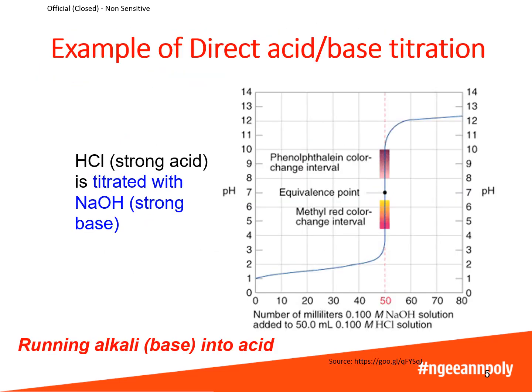This graph shows the change in pH when a strong acid, such as HCl, is titrated with a strong base, such as NaOH. You can see that for strong acid, strong base titrations, there is a large change in pH at the equivalence point.